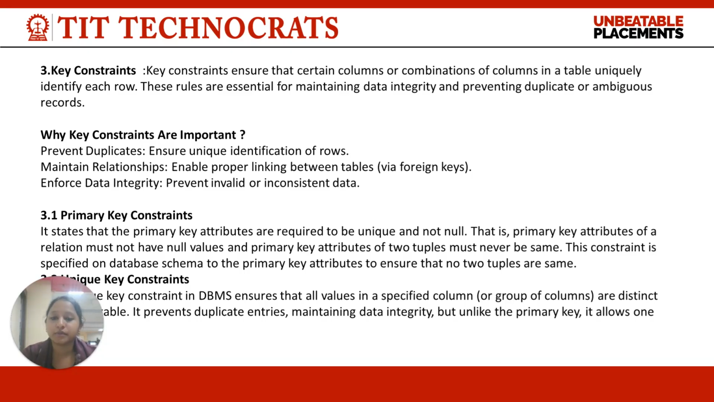Key constraints in DBMS ensure certain columns uniquely identify each row, maintaining data integrity and preventing duplicates. The first one is the primary key. A primary key must be unique and not null, ensuring every row is identifiable. A unique key ensures values are distinct, preventing duplicates, but allows one null value. These constraints also help to maintain relationships between tables and enforce reliable data.